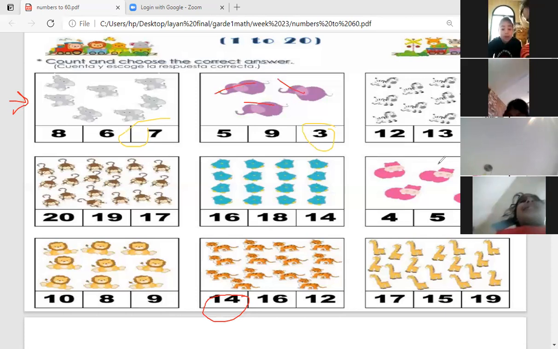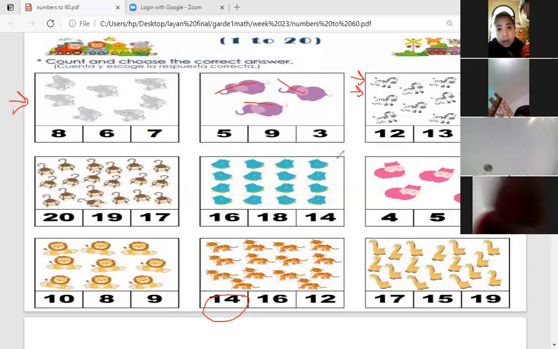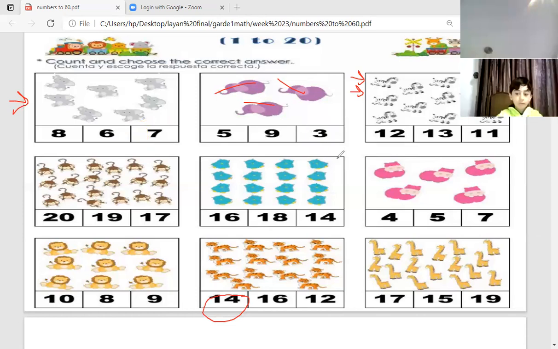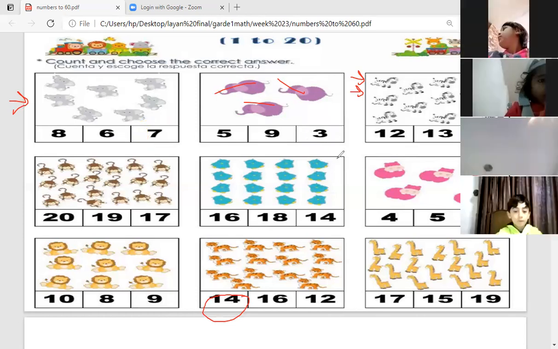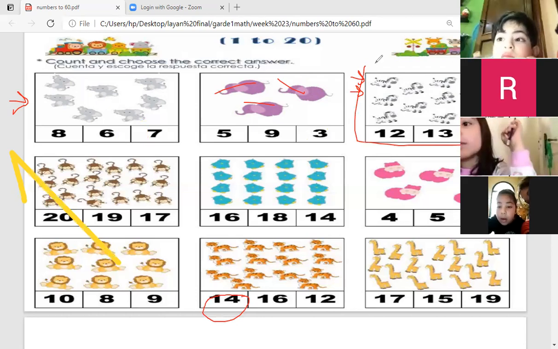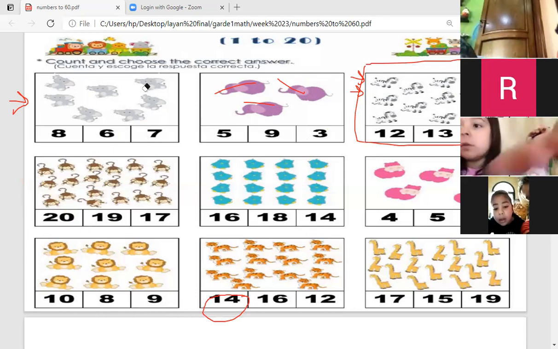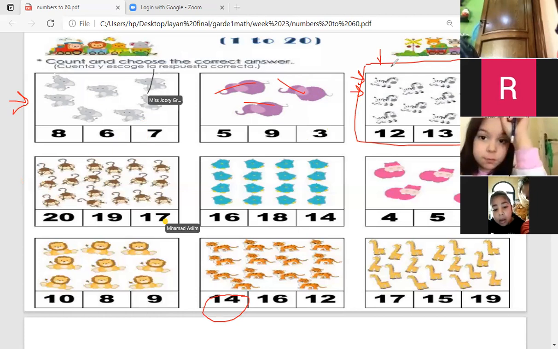Can I solve? Okay, after Muhammad Aslim, okay? Muhammad Aslim, how many zebras do we have here? Zebras. Nineteen. One. But which one? This one.